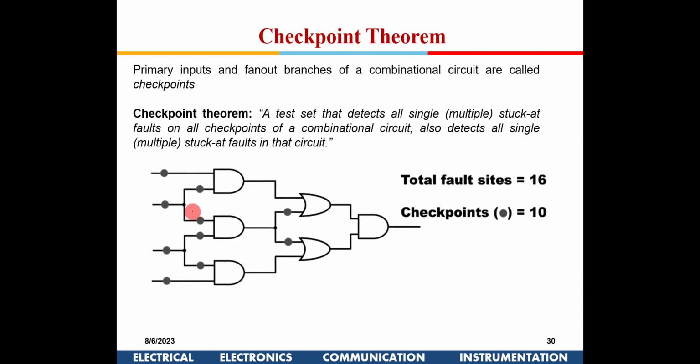Sure. So the checkpoint theorem says that at all the primary inputs and at all the branches, if you put faults, then it will cover all the faults. It is good enough. Here, if you see, this is not a primary input, nor is it a branch. This is also a wire net out here. So you don't have to check these points. If you check only at these points, it is good enough. Is it okay? Okay, sir. Thank you. Right, that is what it says.